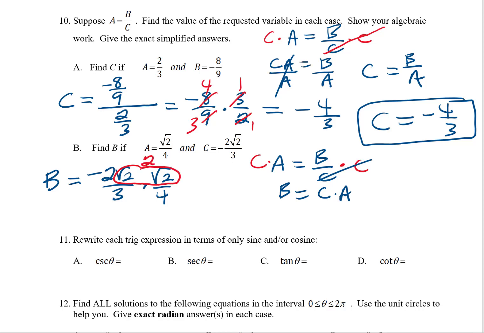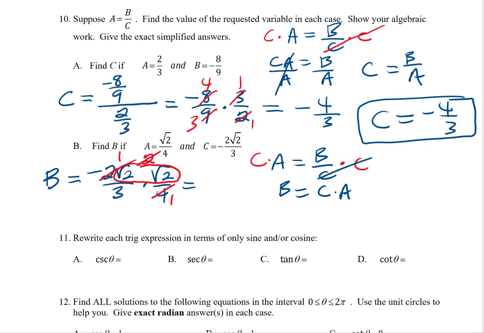And then 2 times 2 is going to give me a 4 on the top, which means all of this will cancel out with that 4 down there. And so all I have left is -1 on the top and 3 on the bottom. And there's the value of B, -1/3. The other way that I could have worked problem 10 is by substituting the numbers into the formula first and then doing the algebra with the numbers already there.